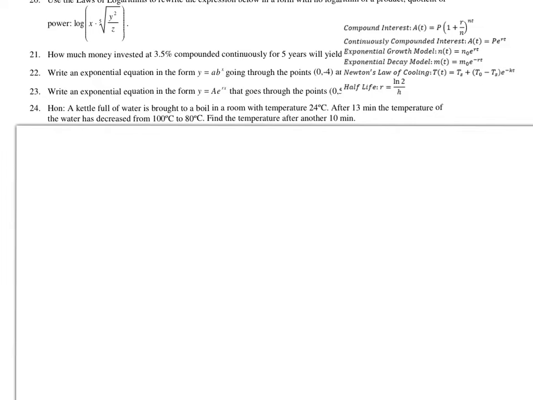Okay, so I see here that the temperature of the room is 24, so that's the temperature of the surroundings. So I'm going to say T of t equals 24 plus, and then I know this is going to be a -24 in there since that one shows up twice. And then the temperature of the object is 100 degrees because I brought it to a boil. And then we have e to the -kt, and I don't know what k is yet.